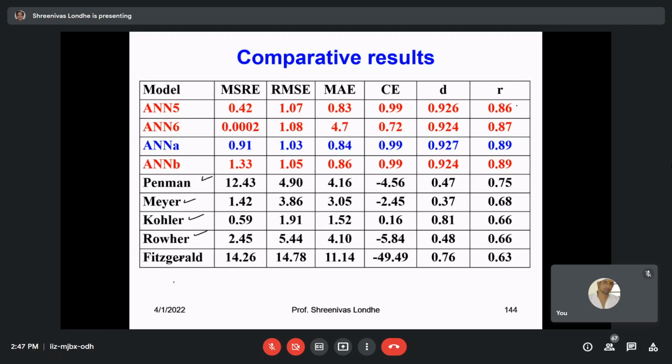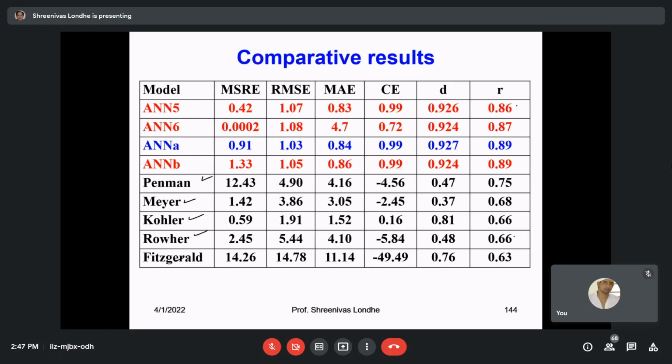These are all world famous empirical equations used to determine the pan evaporation, and see their values are nowhere near. This proves that ANN is superior compared to these techniques. So what I have to do? I have to measure all this data, calibrate a model, and then I can always give the value of pan evaporation using neural networks.